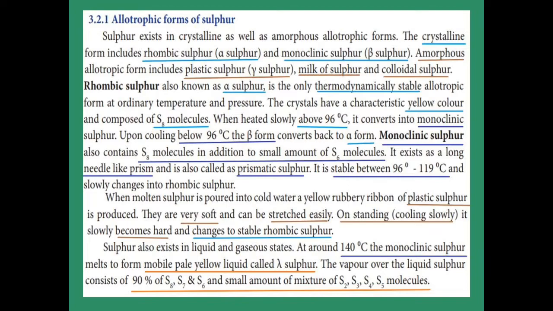The next one, sulfur also exists in liquid and gaseous state. We already told that monoclinic sulfur is stable from 96 degrees to 119 degrees, but above 140 degrees Celsius the monoclinic changes into a mobile yellow liquid, that is called lambda sulfur. The vapor form of liquid sulfur contains S8, S7, S6 and also a small amount of S2, S3, S4, S5 molecules.